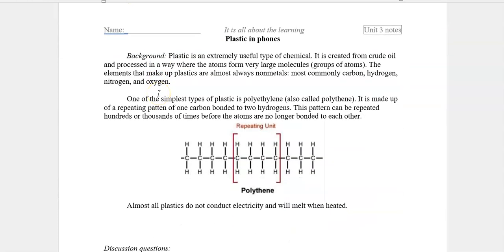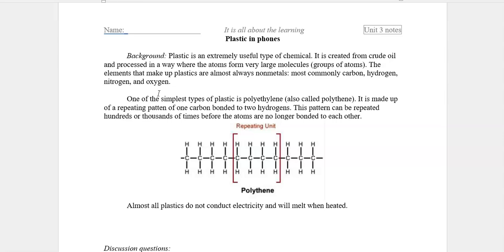Let's start talking about something a little different. This is not ionic bonding. We're going to talk about plastic. Plastic is a pretty important component of phones. Sometimes more of the top of the line phones try to make it seem like there's not as much plastic, but if you crack it open, that thing's full of plastic. All that green motherboard stuff, all the gray stuff, it's made of plastic. So plastic is an extremely useful chemical.